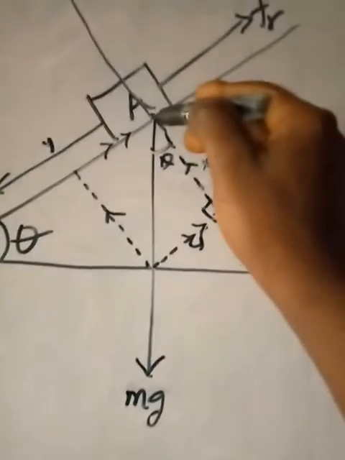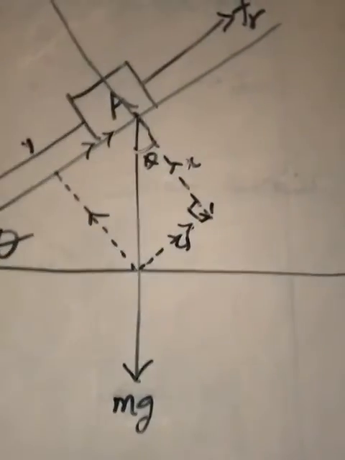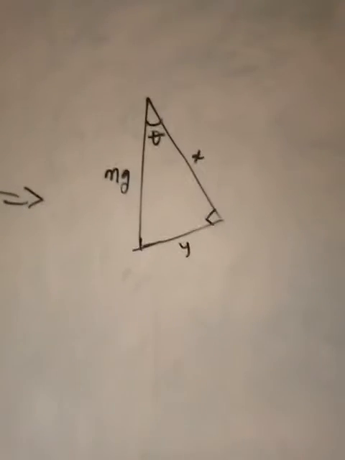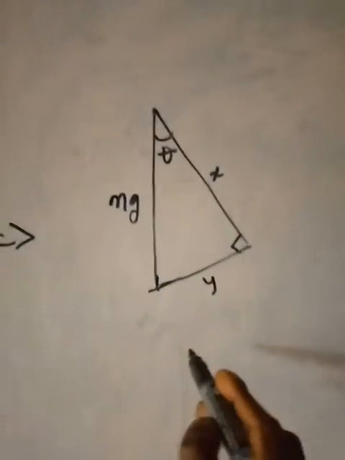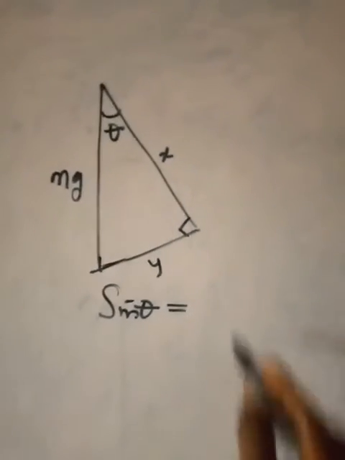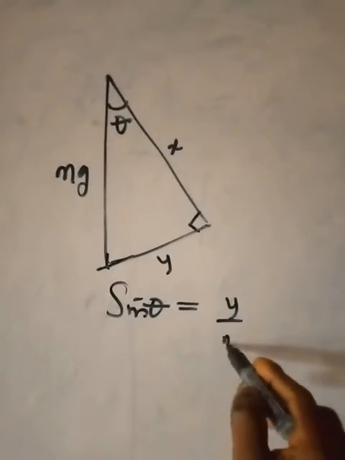Then if you look at this, this is the weight of the body. That is the hypotenuse of the triangle. So the weight of the body can be found here. So what we are going to do now is solve for X and Y. Let's look at it. Sine theta is equal to opposite over hypotenuse.